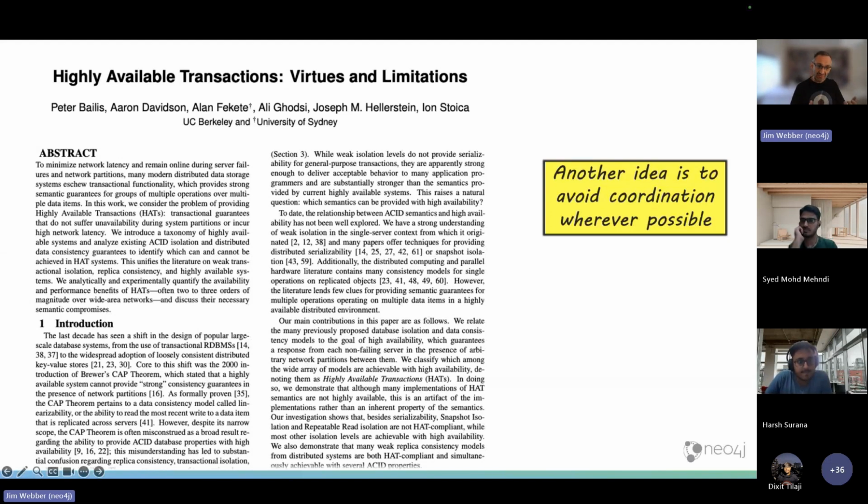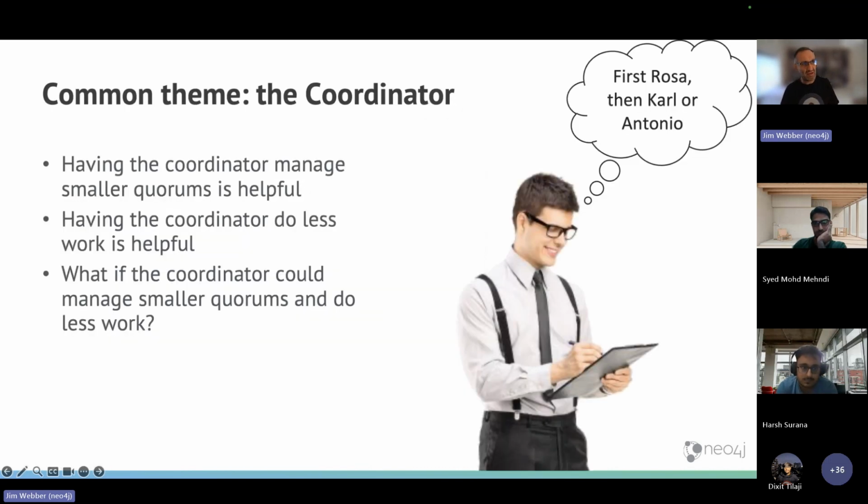So you can see there's a middle ground here that these folks tried to reach, where you can say, look, for some things we need to coordinate, for some we don't. For those things that we do, we'll pay the cost, and for those things that we don't, we'll get a faster system. So there's a common theme here, though, right? And it's the coordinator. And the coordinator's job is to figure out who goes first. Is it, in this case, Rosa, then Carl, or Antonio? A before B before C.